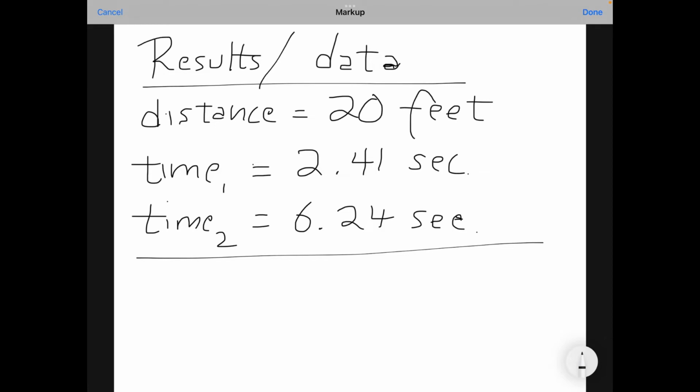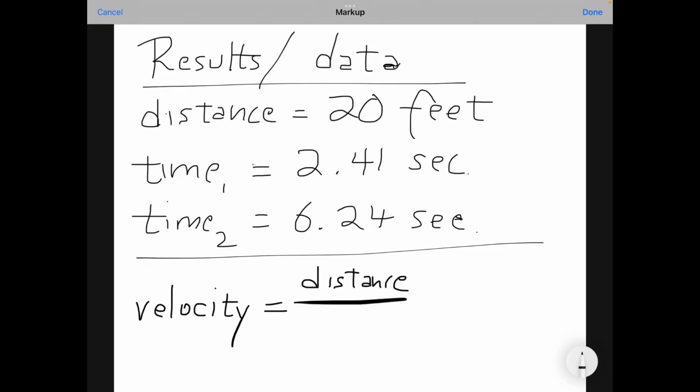Now that we have our data recorded, let's graph them. Recall that velocity, a fancy word for speed, equals distance over time. This formula should be memorized. It is also written as V equals D over T for short. Notice that it looks like the definition or calculation of slope. That's because it is. Slope, M, equals rise over run.